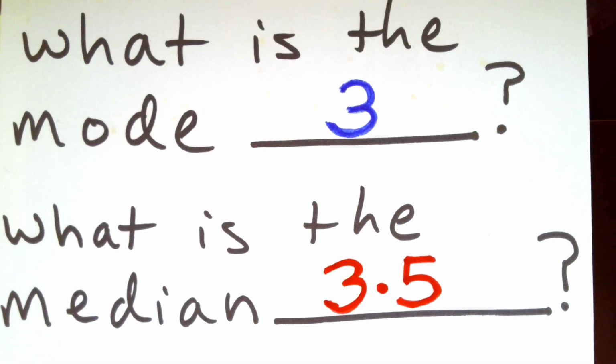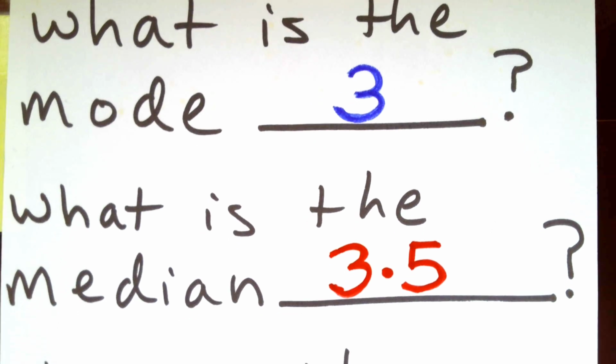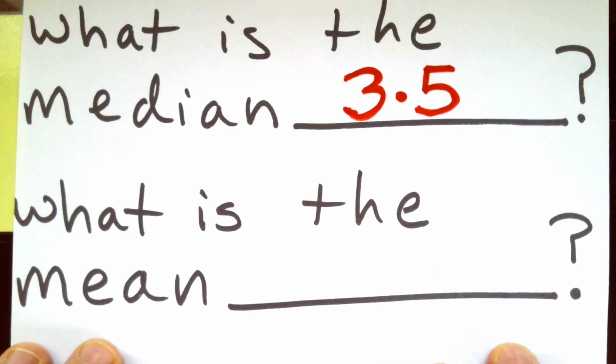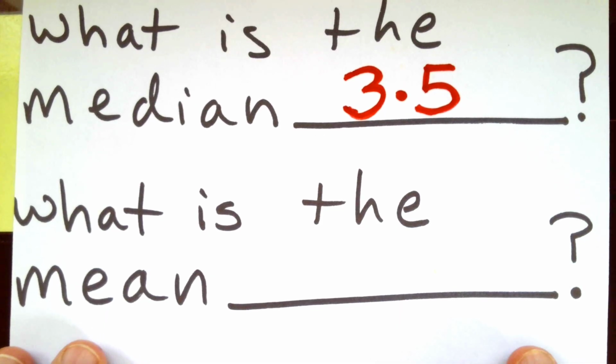Okay, a quick review. What is the mode? The mode is 3. What is the median? The median is 3.5. This concludes the part 1 video. Stick around for part 2. We're going to go into detail and find what is the mean.